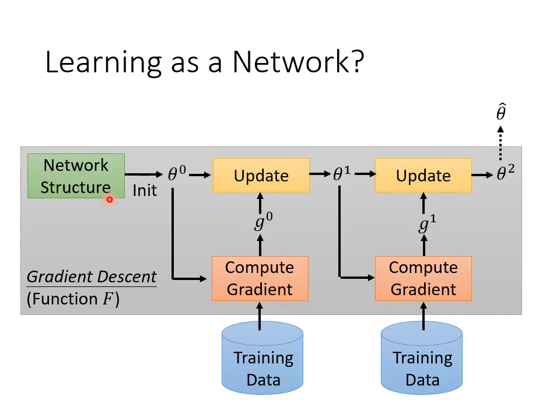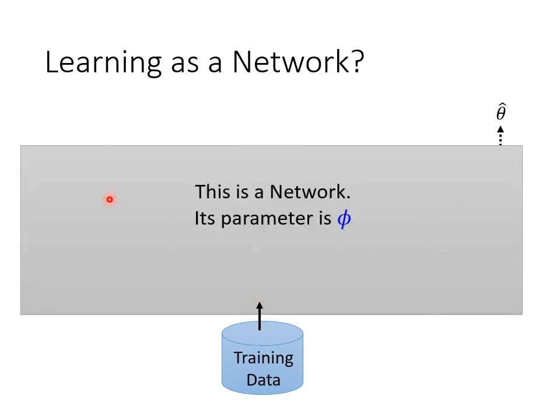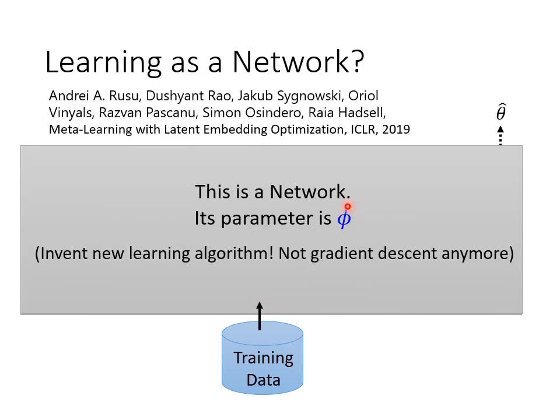How about we just forget gradient descent and replace the whole learning algorithm with a neural network? Now the parameter of the network is phi. If we can learn this phi, if we can learn this network, then we can consider that the machine invents a new learning algorithm. We have a network that takes training examples as input and directly outputs the learned parameter. Then it is not gradient descent anymore. We can consider that the machine invents a new learning algorithm. This sounds pretty cool, and people already tried that.